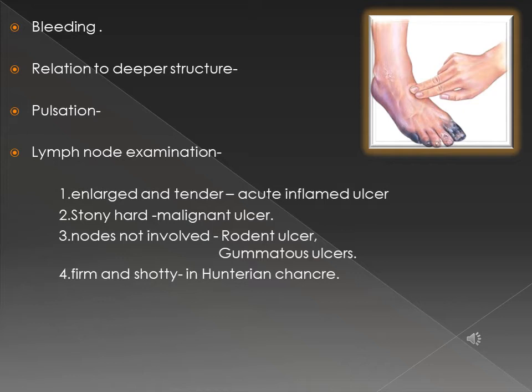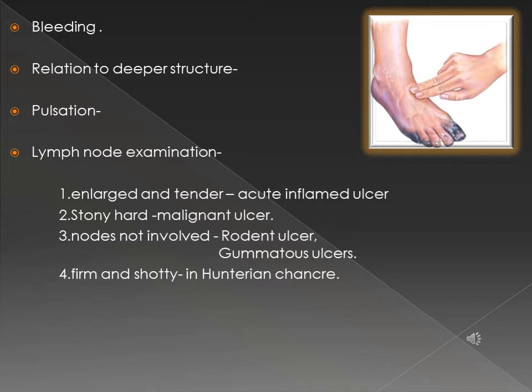We always look for dorsalis pedis artery, anterior tibial artery, posterior tibial artery, popliteal artery, and femoral artery, and obviously it depends on the side of the ulcer. Now we'll see lymph node examinations.